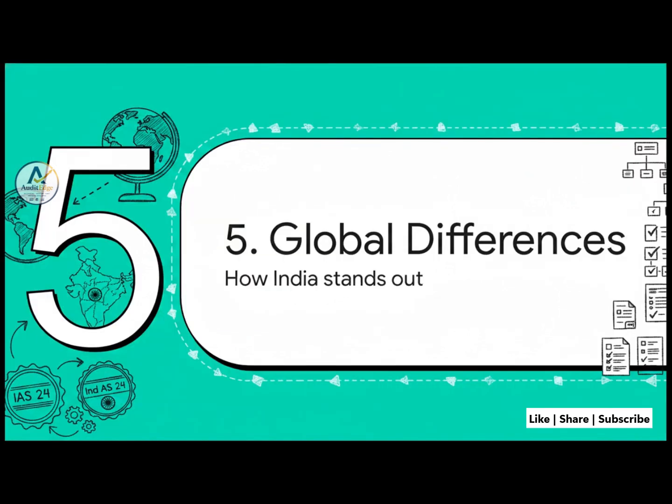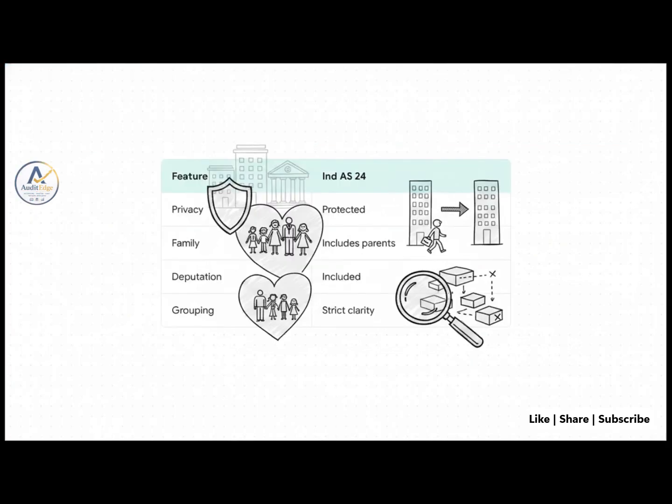Finally, Section 5, Differences from Global Rules and how India's IND AS 24 stands out. If we look specifically at Appendix 1 of the document, we can see exactly how the Indian rules are specially tailored for us compared to the global rules, which are known as IAS 24. Unlike the global rules, our standard explicitly protects statutory privacy laws, just like we saw with the banks. For the family definition, our standard specifically includes brothers, sisters, and parents, recognizing the deep influence of the Indian family system. We also specifically added deputation of employees to the rules, because that's a very common business practice here. And finally, India added strict, clear wording to make sure companies cannot group transactions just to hide big deals. It's a very robust, locally tailored standard.